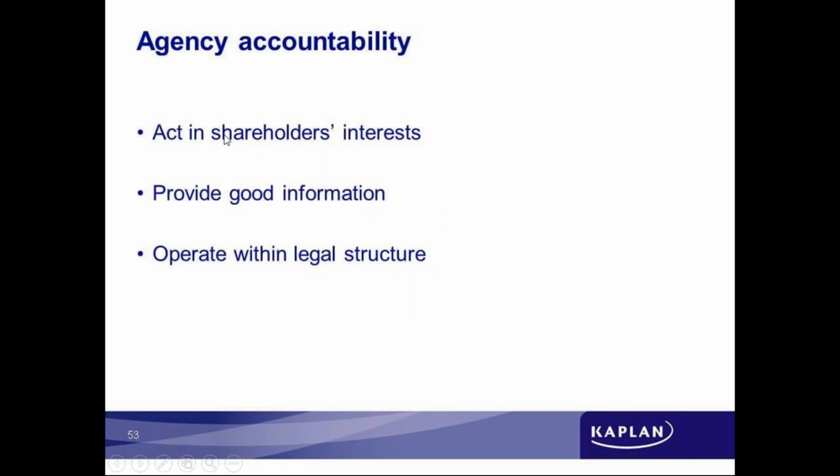Right, so agency accountability is about acting in the shareholders' interest, providing good, truthful information, and also operating within the legal structure. Just because the directors are supposed to maximize return to shareholders, they cannot go out of the boundaries or break the rules or break ethical guidelines. You must always be within the legal structure, the ethical guidelines, right? There's always a scope within which the agents or the directors should operate to give what shareholders want in return.